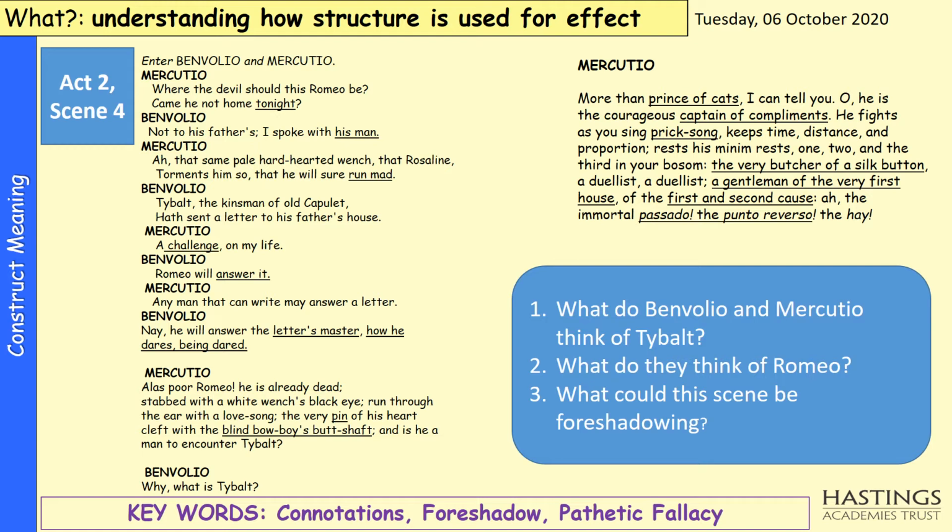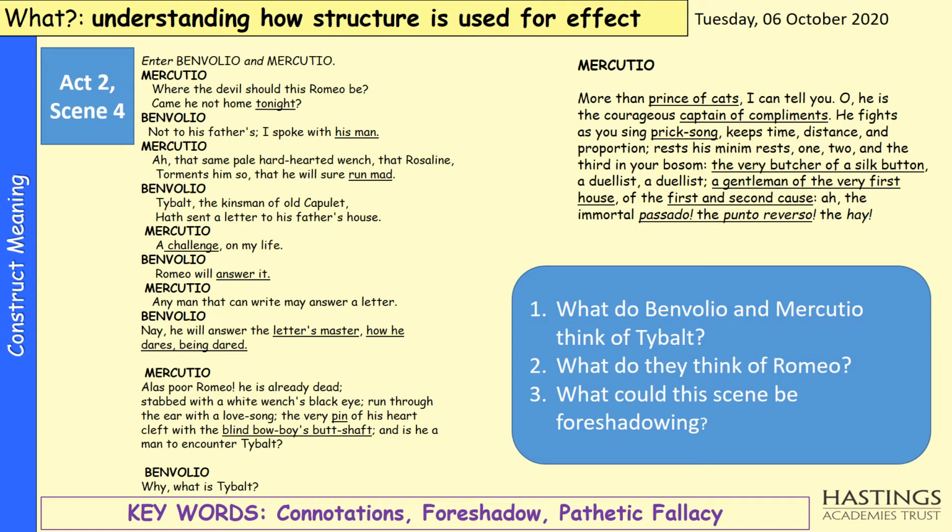And they joke a little bit about his love with Rosaline. But then Benvolio says that something has happened. Tybalt has sent a letter to Romeo, a letter asking to fight, saying he wants to fight him, a challenge. That is because, if you remember, at the Capulets' party, Tybalt heard Romeo's voice and wanted to kill him. So he's now challenging Romeo.